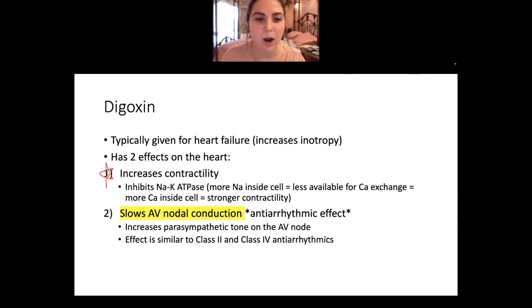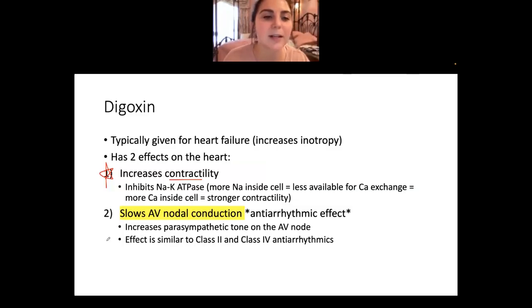And then digoxin, we already talked about this, so we're not going to go into too much detail, but do know both effects of digoxin. Don't get got with which one they're asking about. More commonly, it's given for heart failure because it increases the strength of contractility. It's really inotropy, but it is increasing the strength of the contraction.